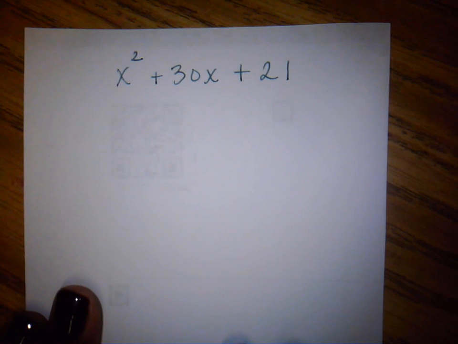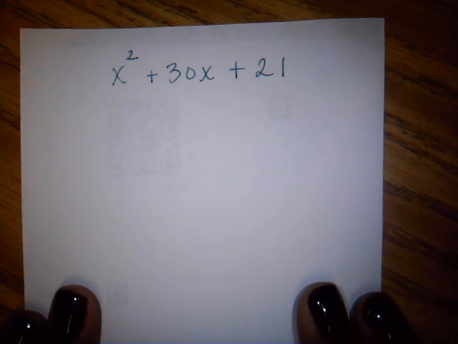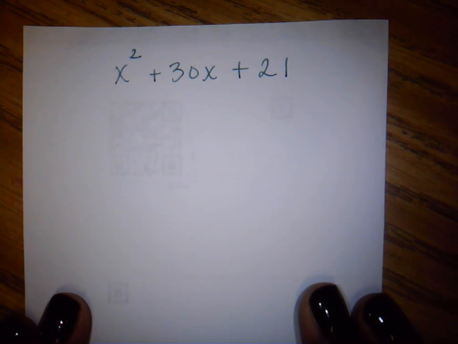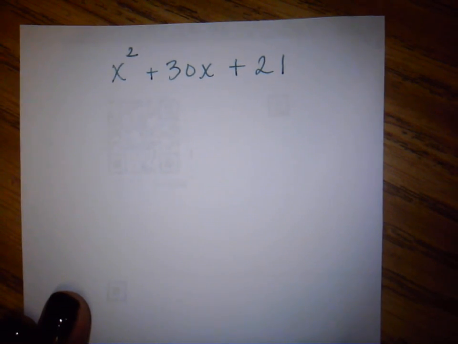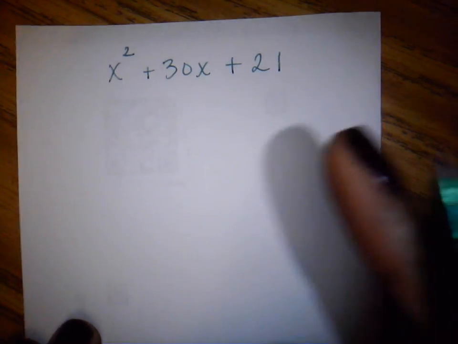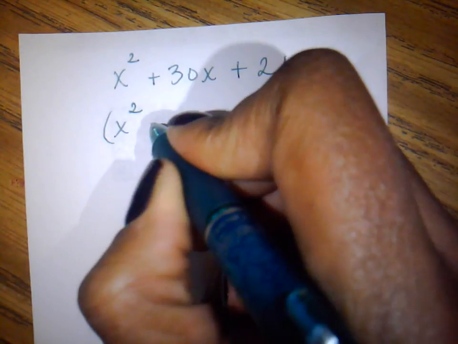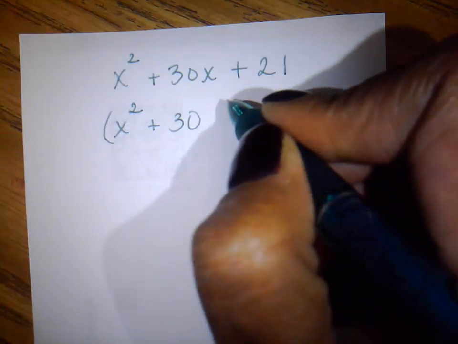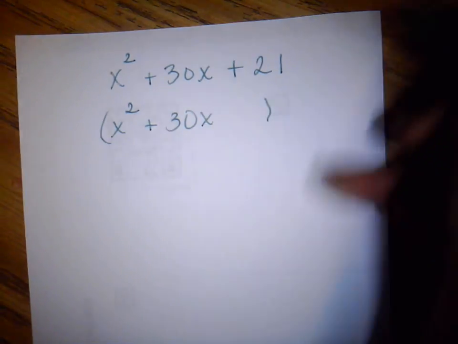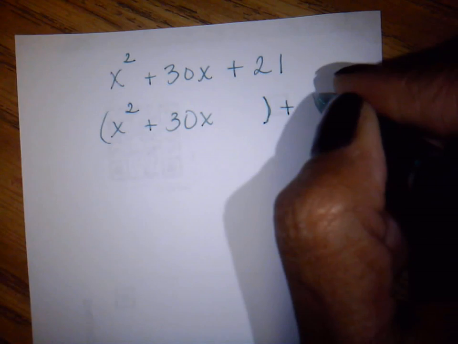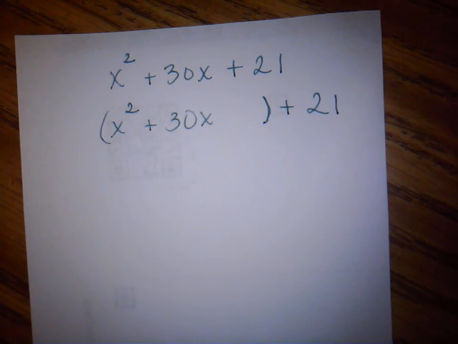Folks, we have the quadratic x squared plus 30x plus 21. All right? The way that we're going to determine, probably the easiest way to determine the minimum or maximum value, is to put this into vertex form. The first step in doing that is to organize it by putting your a and b terms inside the parentheses, x squared plus 30x, leaving a space, and then putting the plus 21 on the outside of the parentheses.